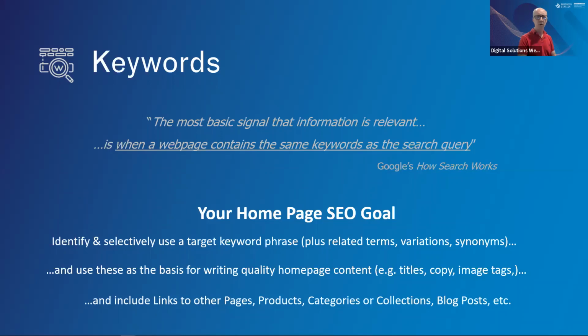You also need to, where possible, provide links to other parts of your website from your homepage. So it might be to other pages through navigation, it could be through products or categories, through showing those on the homepage, blog posts, for example.